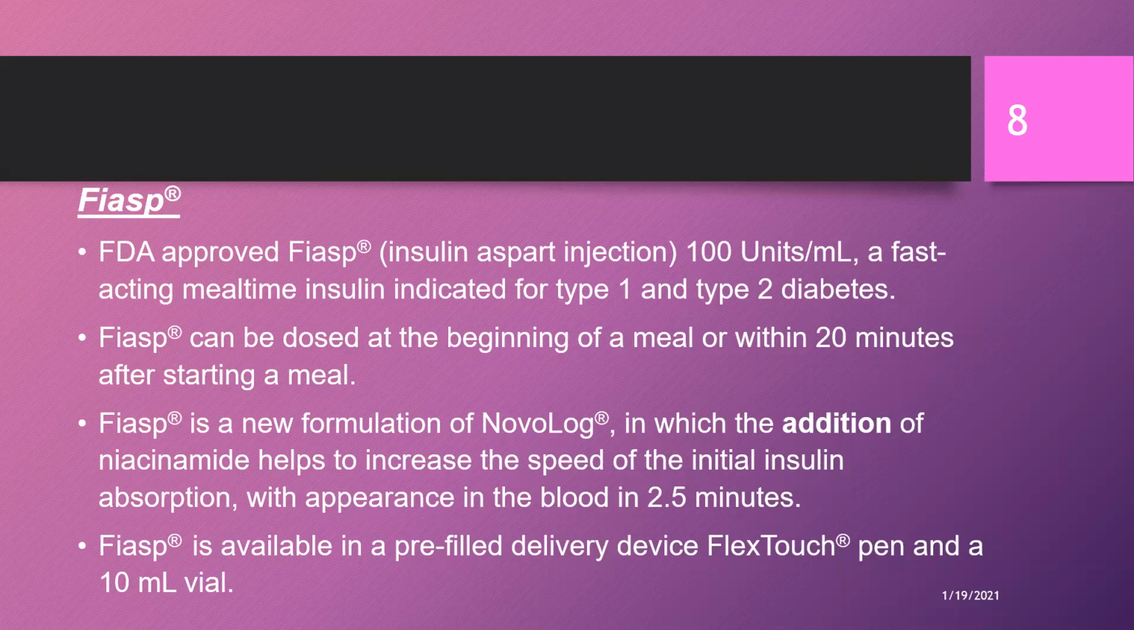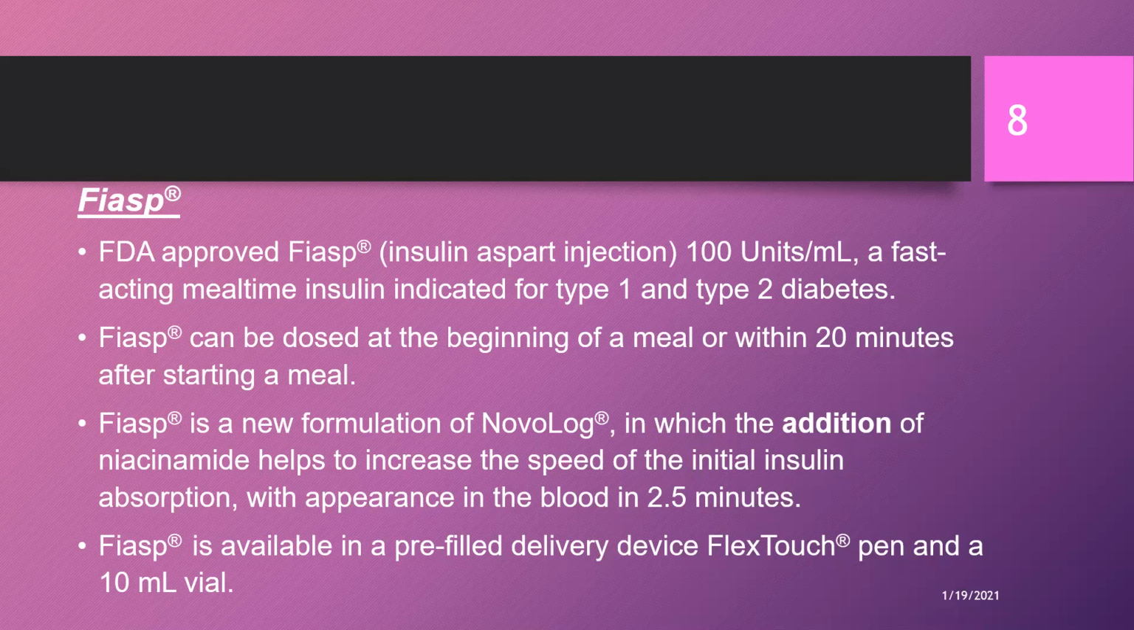Moving on to another type of ultra rapid acting insulin analog. This is also FDA approved. Insulin aspart injection, 100 units per ml, a fast acting mealtime insulin indicated for both type 1 and type 2 diabetes. Fiasp can be dosed at the beginning of a meal or within 20 minutes after starting a meal. So it acts very, very fast. So this is a fast acting insulin aspart. That's why it is called Fiasp.